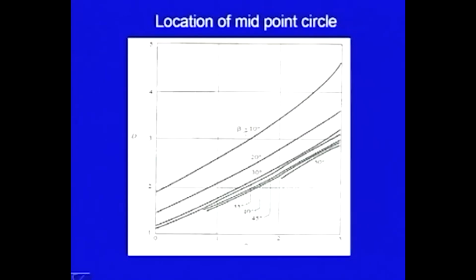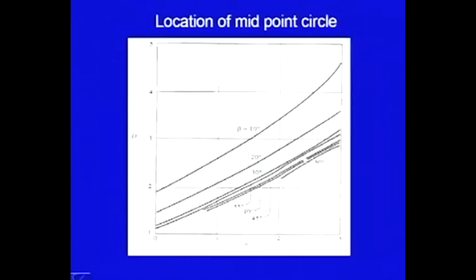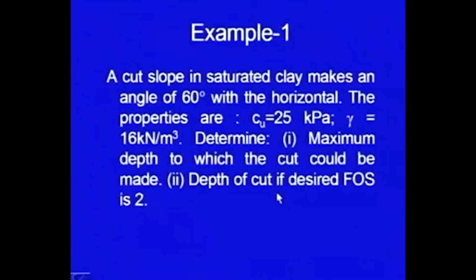So, if you know the depth of the base and if you know the h value, you can very easily find out. To find out this, you have to use this graph. So, for the given n value, for given beta value, you can have d or vice versa. Let us solve an example here.